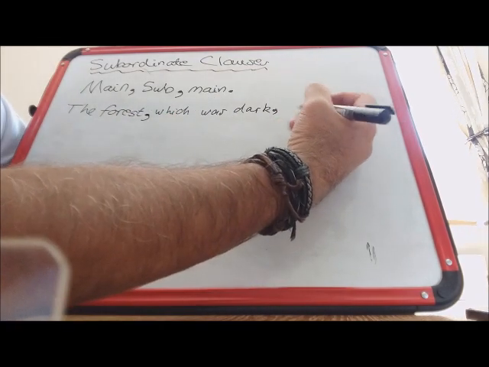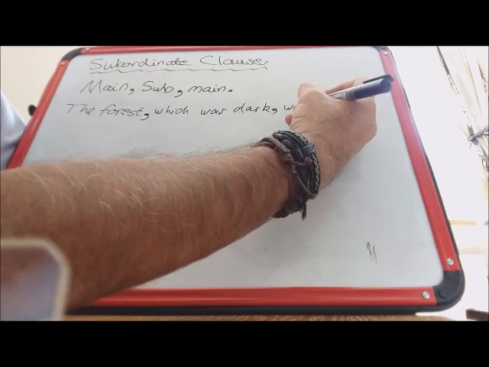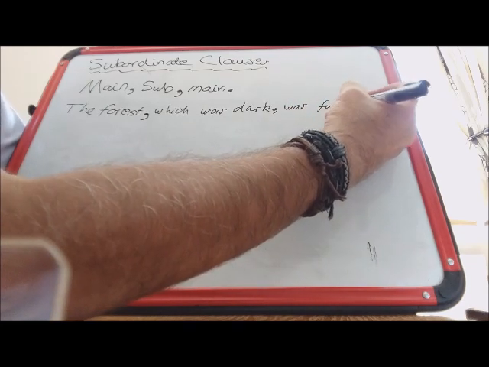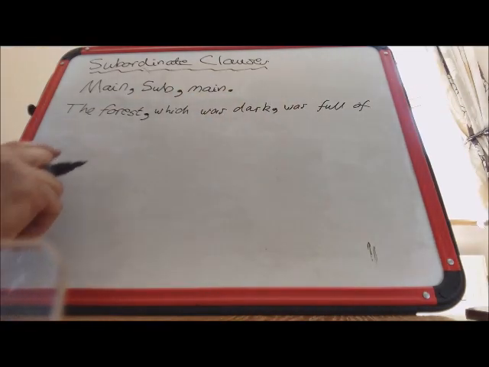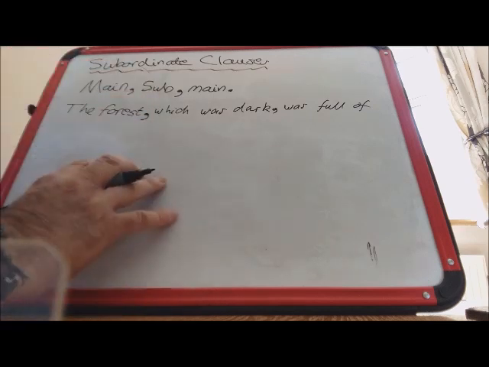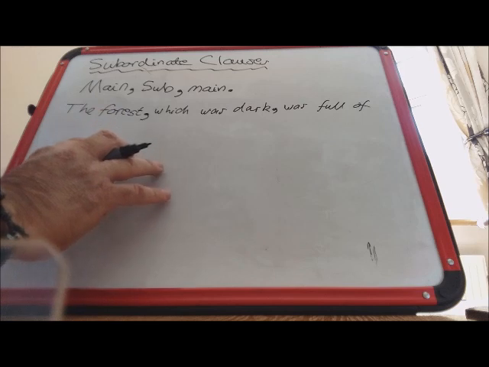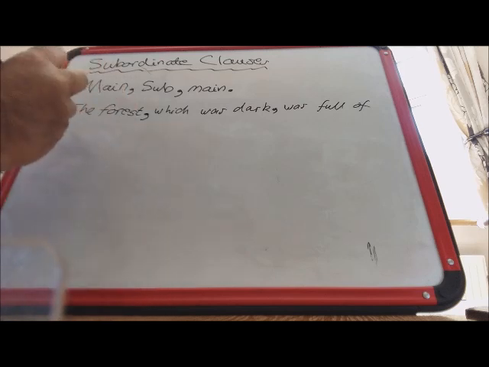And because it's dark, we want people to be a bit scared. So the forest, which was dark, comma, was full of. Now we've used strange a few times, so I'm going to say something else. What sort of sounds? Well, there were sounds which you couldn't explain. Now another way of saying which you couldn't explain is inexplicable.